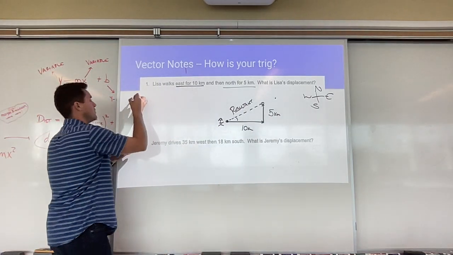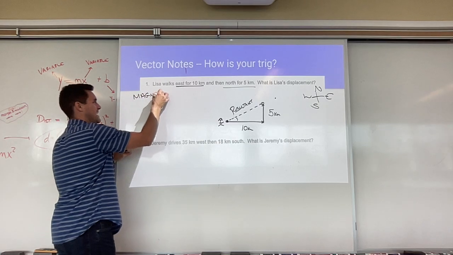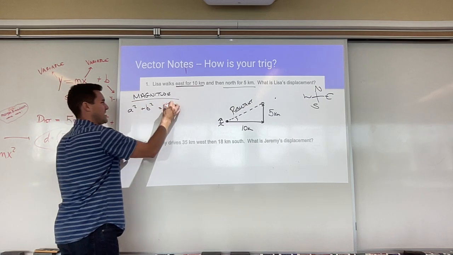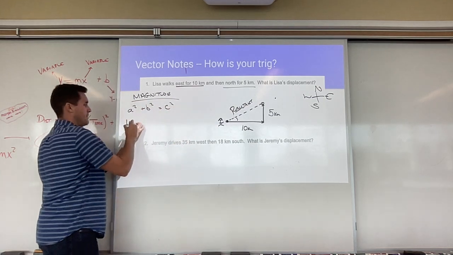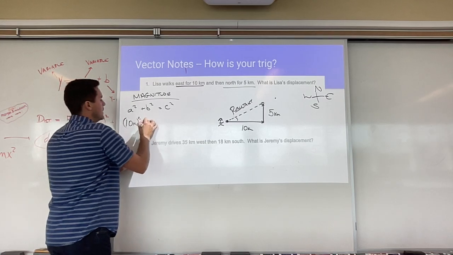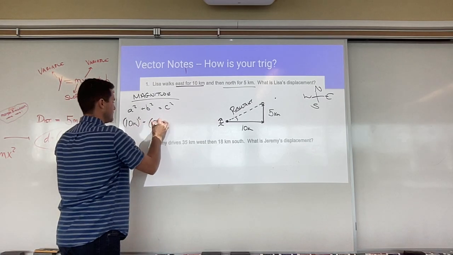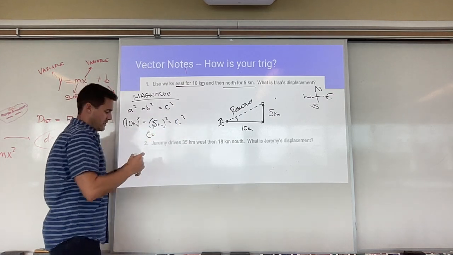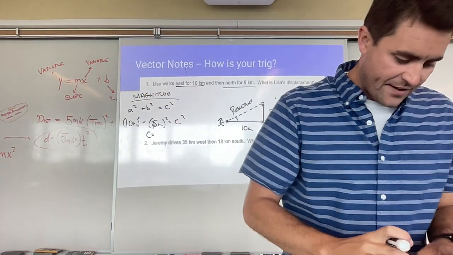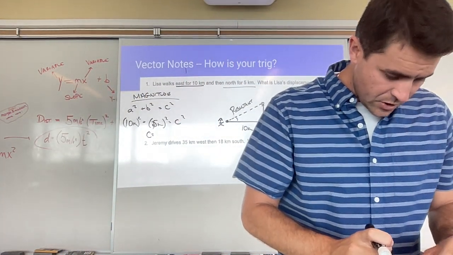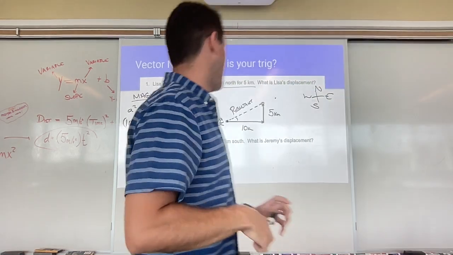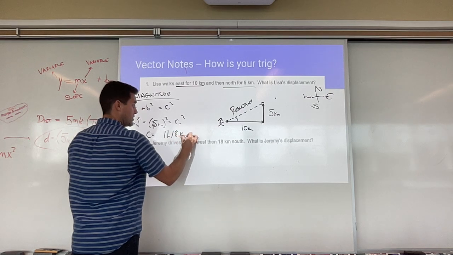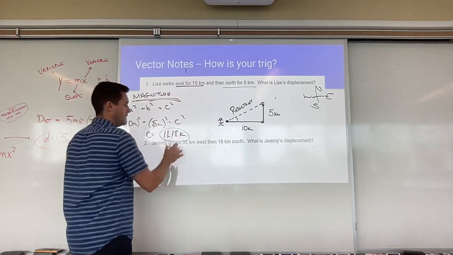Now, it's a right triangle, so to find the magnitude of that vector, we're going to do our little Pythag. A squared plus B squared equals C squared. In this case, we'll call A 10 kilometers squared plus B 5 kilometers squared equals C squared. We do our math. We end up with C being equal to the square root of 125. What is that? The square root of 125 ends up being 11.18. All right, 11.18 kilometers is the magnitude of Lisa's displacement.